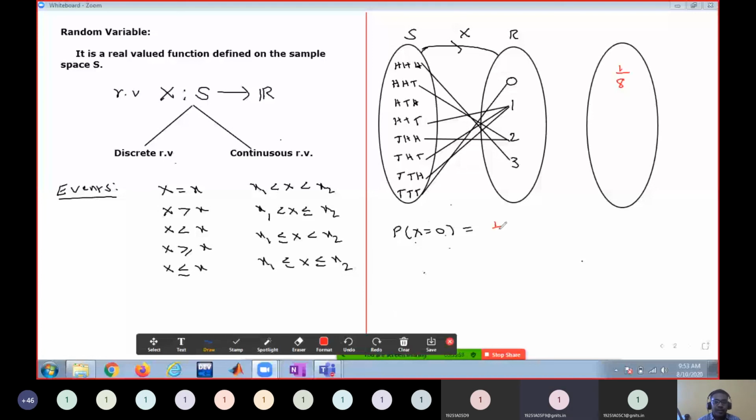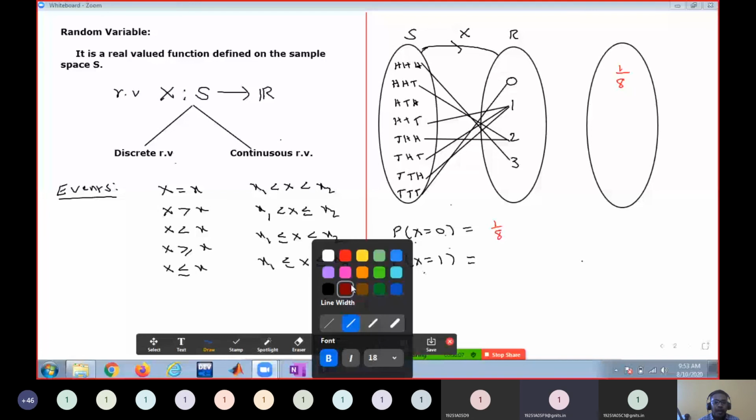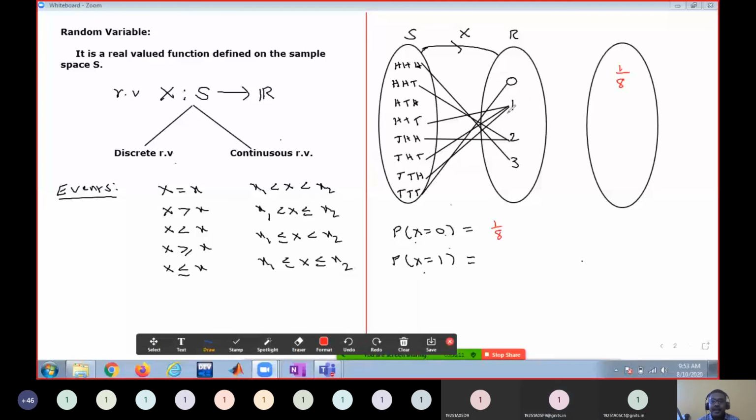Now, what is the next question? Probability that X equal to 1. That means the probability that there is exactly one head. What is the pre-image of one head? How many are there? 1, 2, 3 cases. So this is 3 by 8.